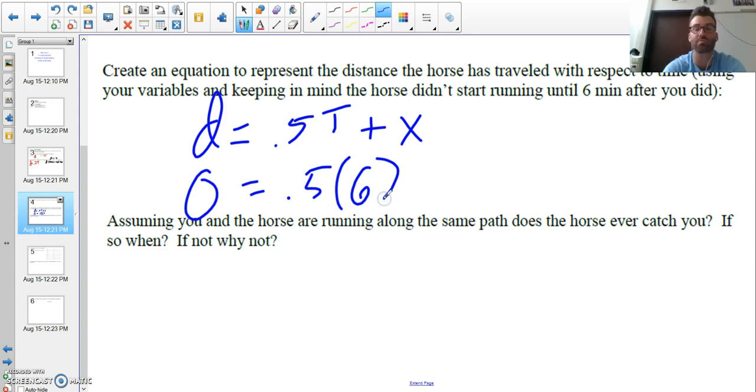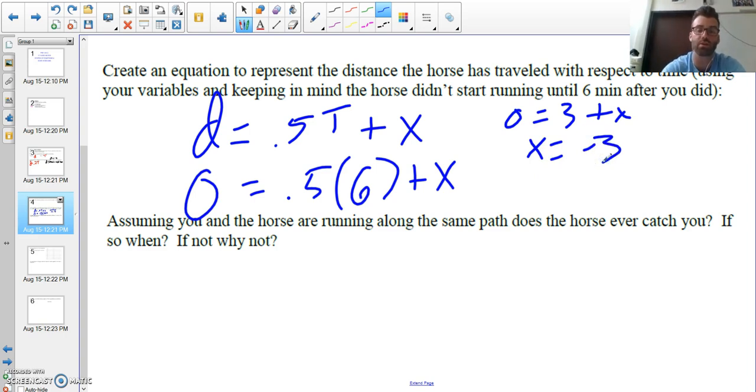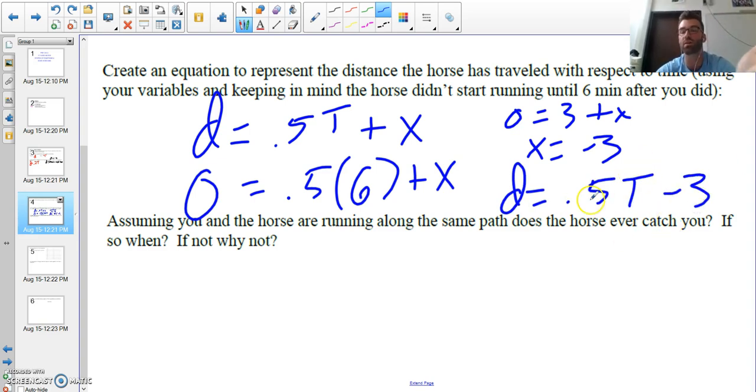So it took 6 minutes. So it waited 6 minutes to travel 0 kilometers plus x. So if I do the math here, 0.5 times 6 will give me 3. So 0 equals 3 plus x, so x equals negative 3. So that tells me my equation is d equals 0.5t minus 3. Okay, because the horse started running after I did, so I have to take that into account. That's where that negative 3 actually comes from.